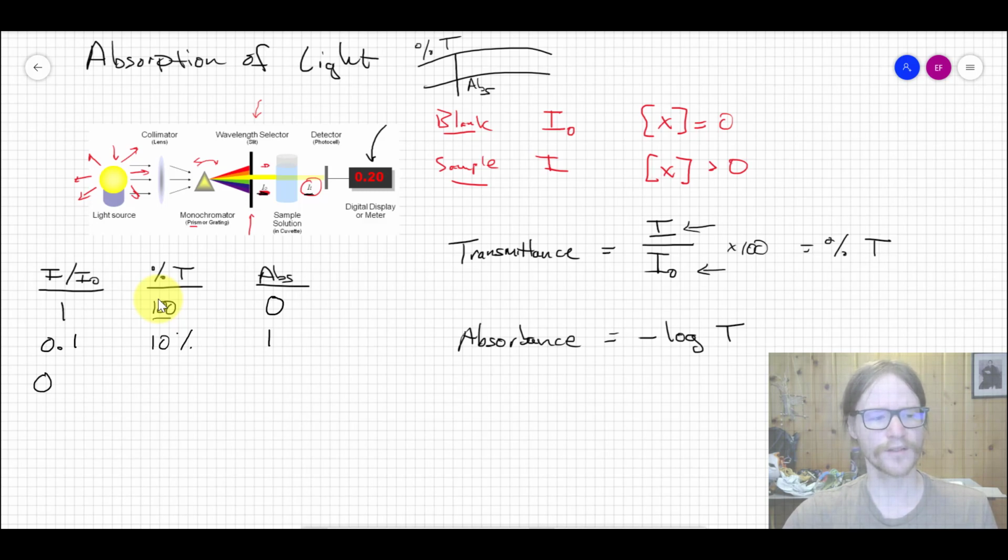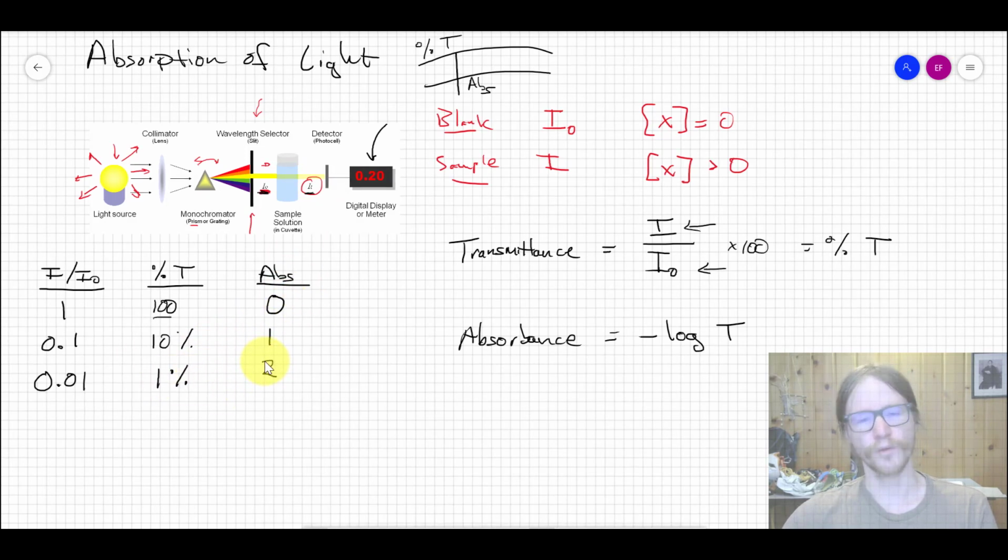Let's take this one step further. If our sample only allows 1% of the total light to pass through, then imagine you've got all this light blasting through your instrument here, but only 1% of that signal is actually striking the detector. So that's not a very good measurement because you're not getting much signal hitting the detector. So negative log of 0.01 is an absorbance of 2.